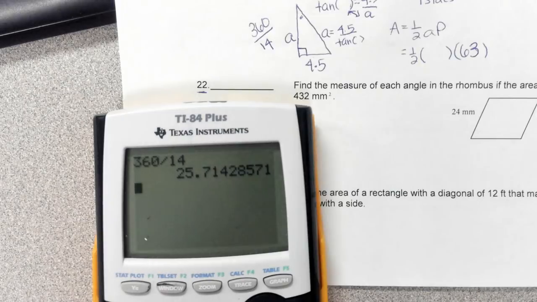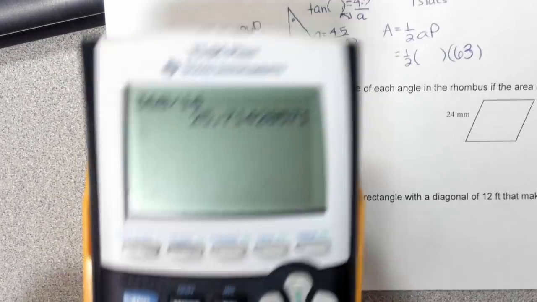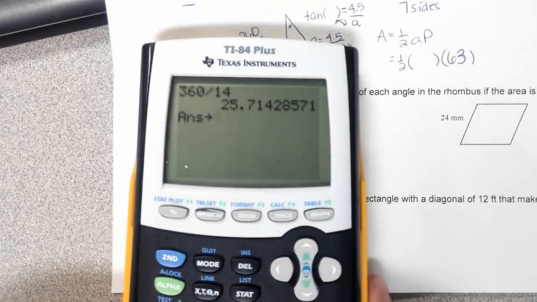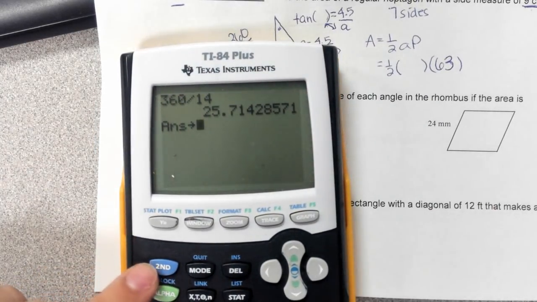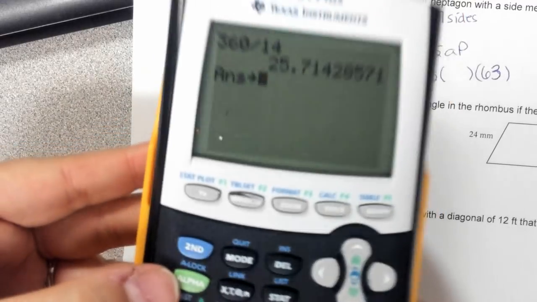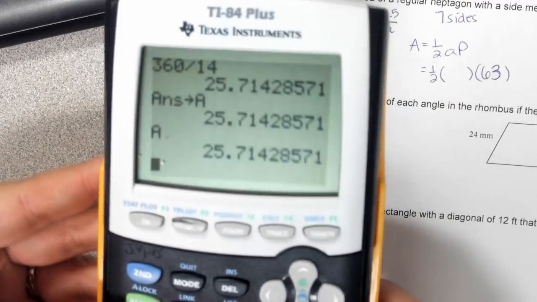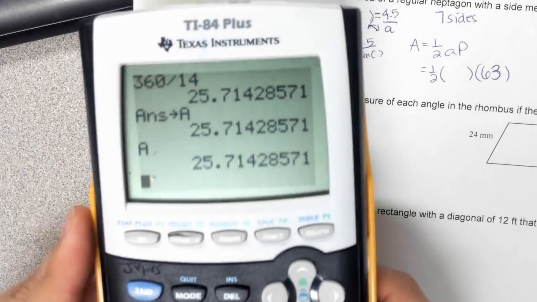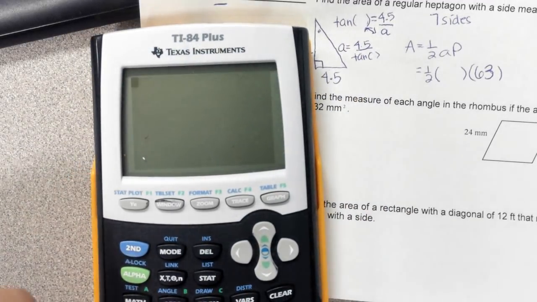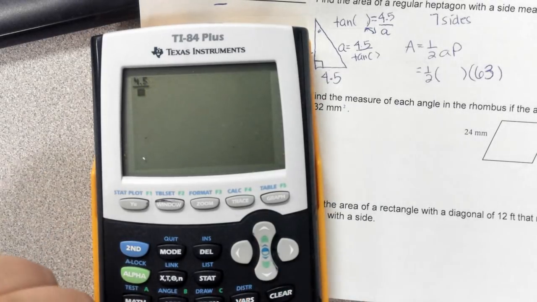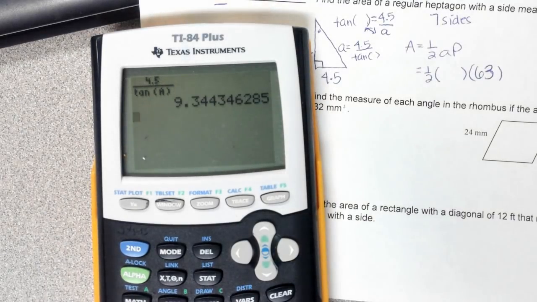Okay, I'm going to show you a trick. Are y'all ready? Okay, there's this button right here called STO. That means you want to store something, and I want to store my answer into the letter A, so I'm going to do alpha A. So now anytime I do alpha A, it's that letter. That is so cool. Okay, so I'm gonna remember that. Alpha A equals 4.5 over the tangent of A. Bam. There's our apothem.